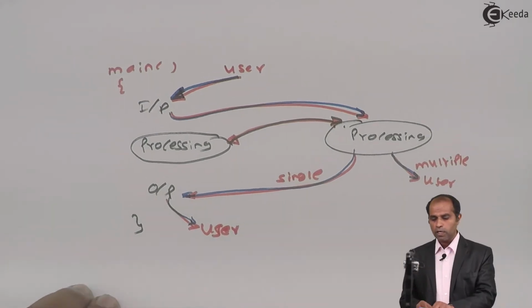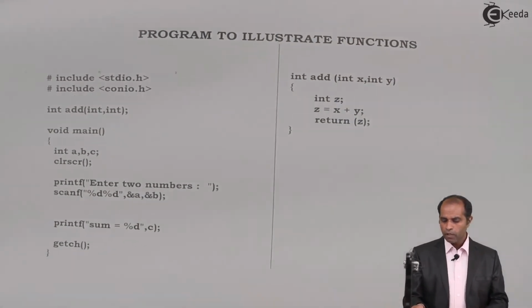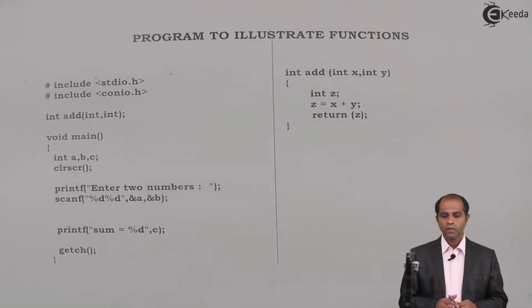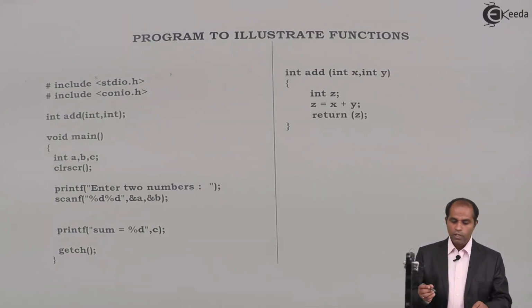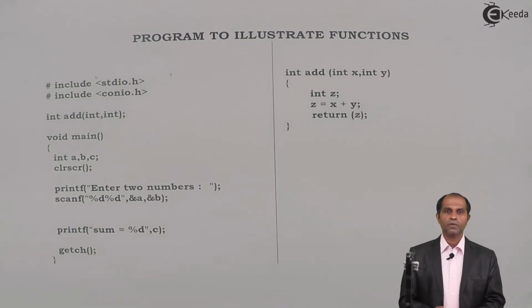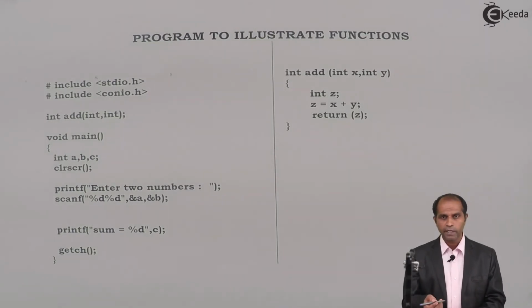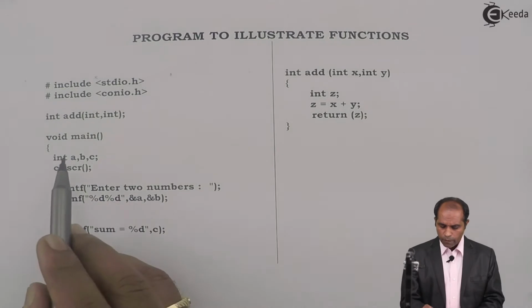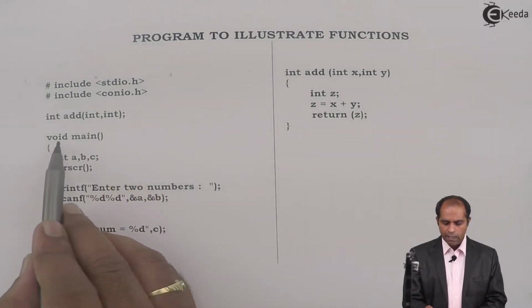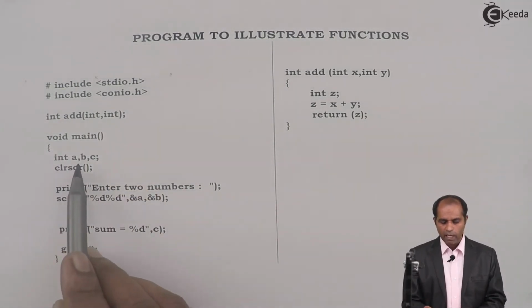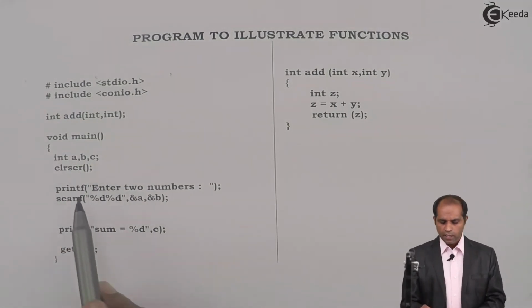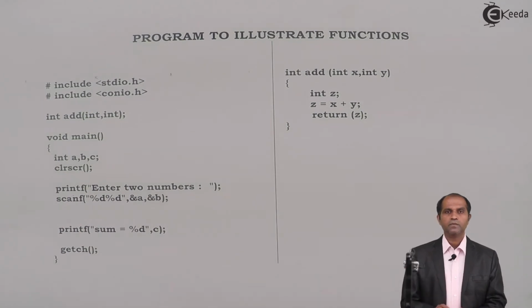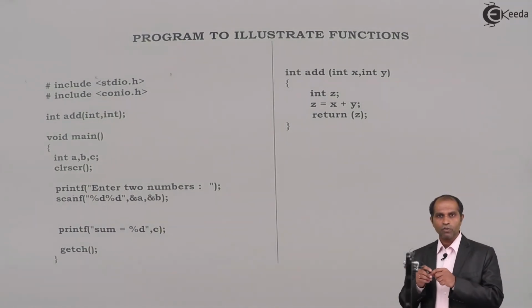Let's put a program to illustrate the use of functions. I'll have a simple program, that is, addition of two numbers. Now how to add these two numbers, but this time I'm supposed to use functions for doing this. Let's start with main. I'll have three variables a, b, and c, of which a and b are input and c is the output variable. Clear the screen and then ask the user to enter two numbers. Accept the values from the user.